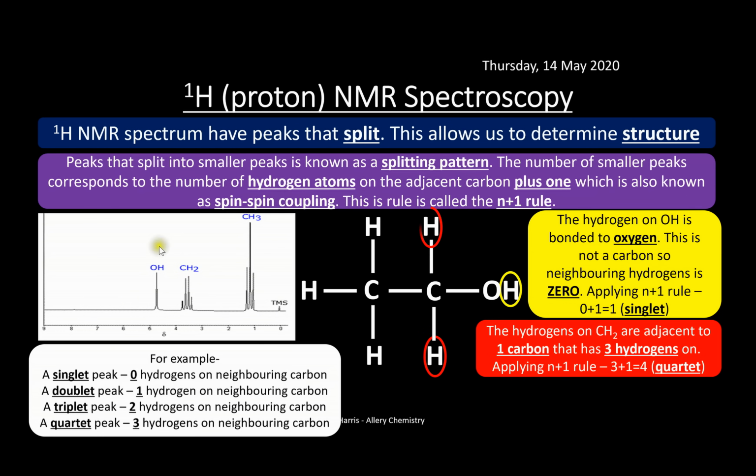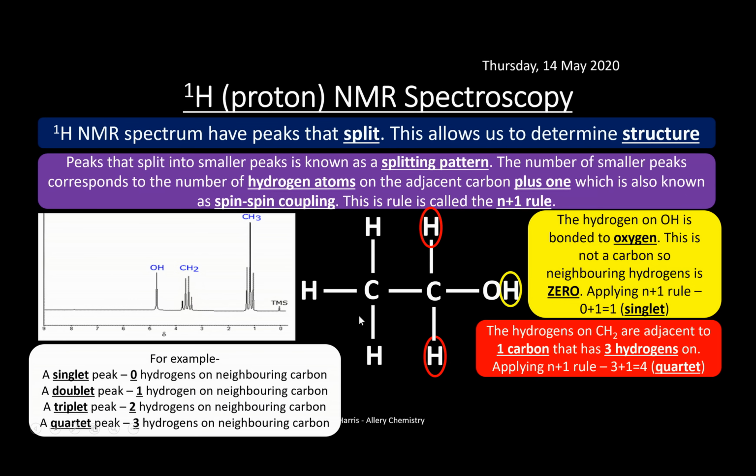So the hydrogens on these CH2s are adjacent to one carbon that has three hydrogens on. You can see this here has an oxygen next door. That's not a carbon, so we just ignore that. So we look to the left of it. We've got a carbon there, and this carbon has three hydrogens next to it. So if we apply the n+1 rule, 3 plus 1, it's 4. So we get a quartet. So these hydrogens here will produce a peak, and that peak is split into a quartet. So if we go backwards, this quartet is telling us that this CH2 is bonded to a carbon with three hydrogens on.